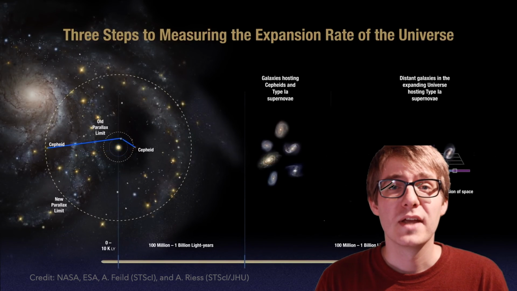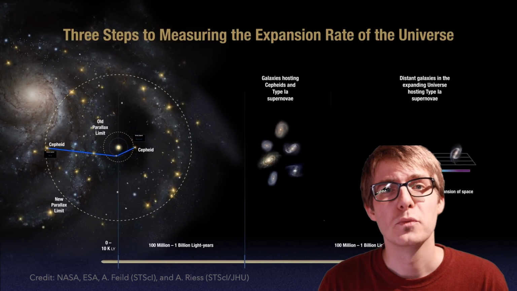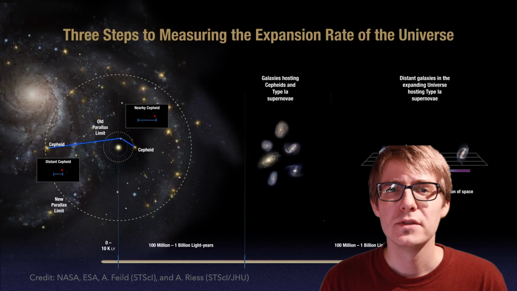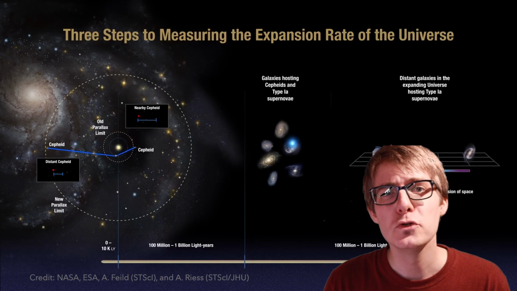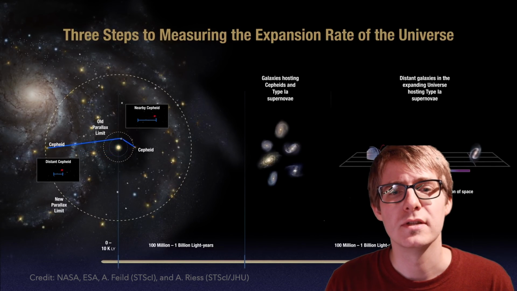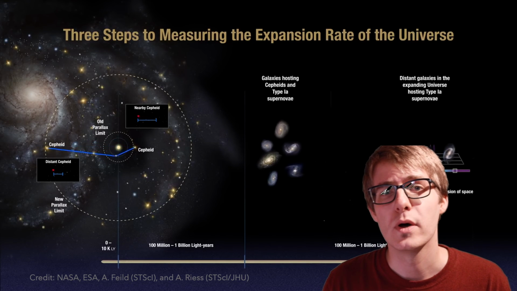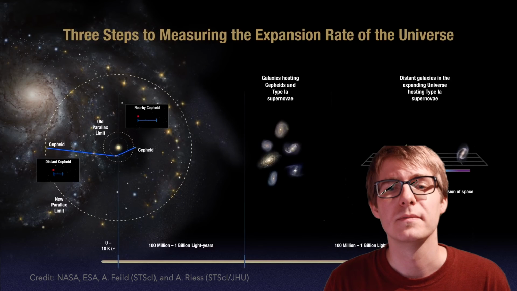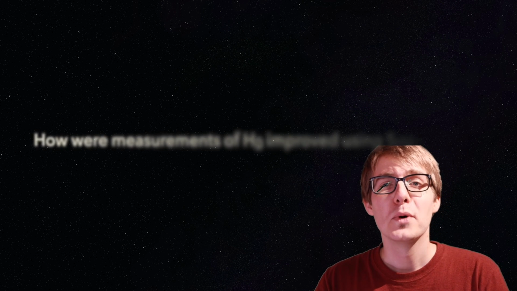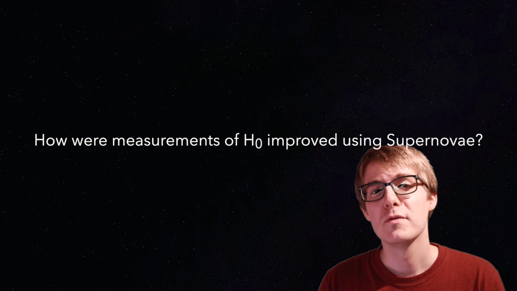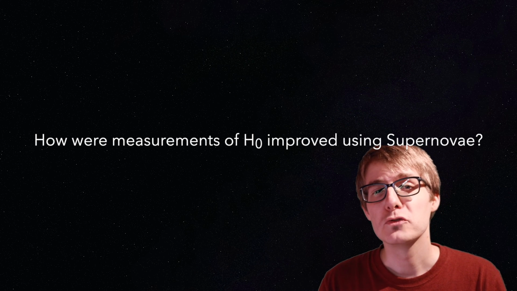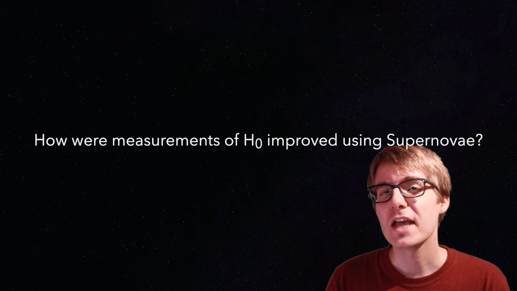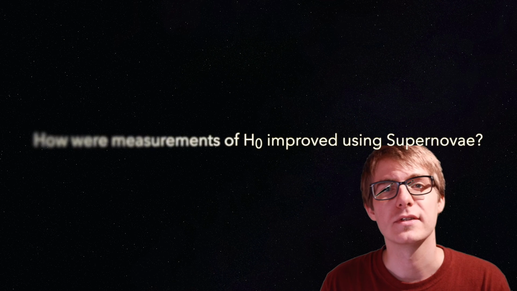Usually, those standard candles are used in conjunction with each other. One method measuring closer distances usually provides calibration for the next one, and so on. This is why we call it the cosmic distance ladder. Okay, so with what we have learned so far, we have a much better understanding of what research groups do when they actually attempt to measure the Hubble constant.